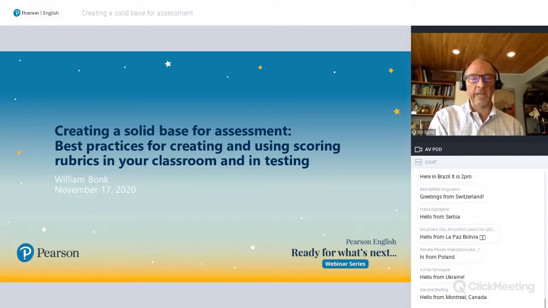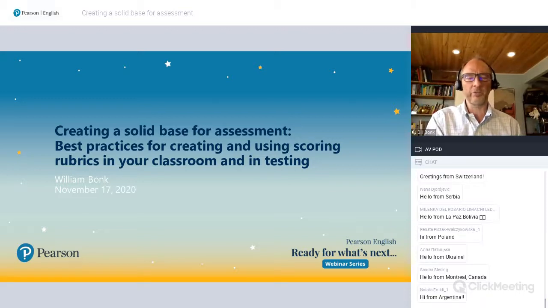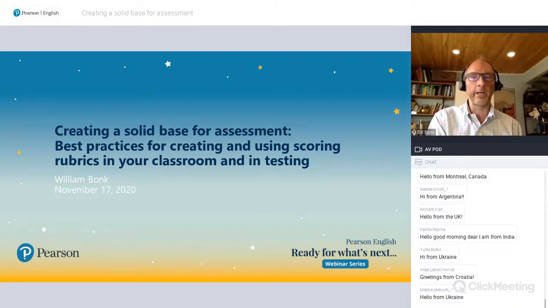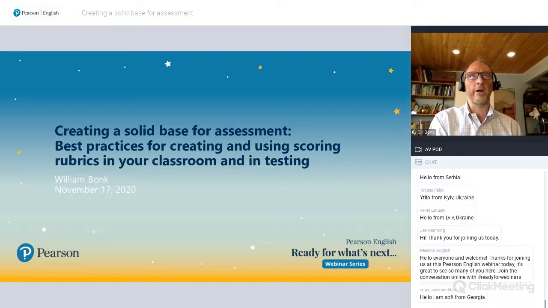My official name is William Bonk. My go-to name is Bill, and I'm a director in Pearson, and I work on the creation of automated scoring for language tests. In particular, we work a lot on English testing, but we also test in other languages as well. I've been doing this for a while. So this is a topic that I think about a lot and I work on every day.